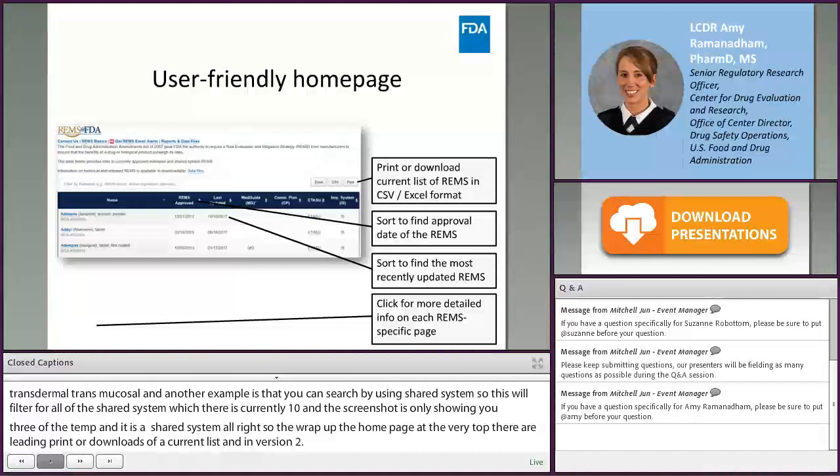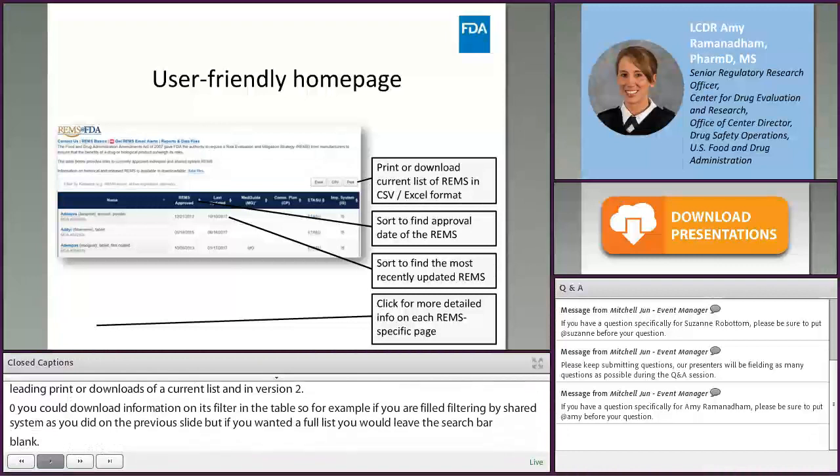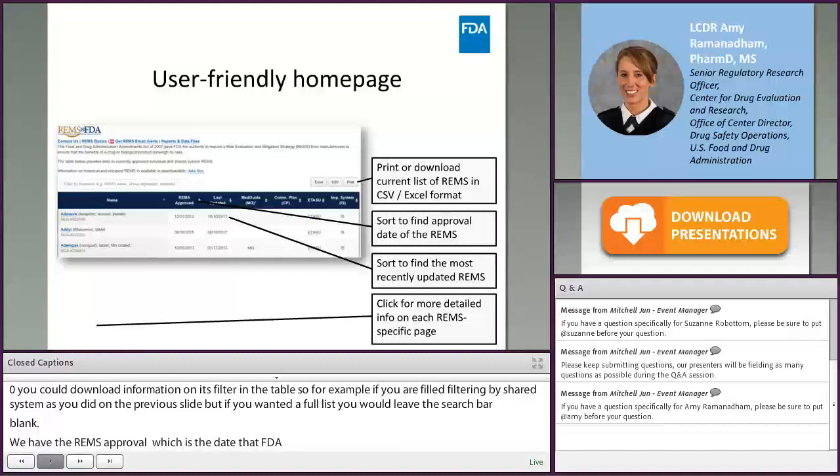We have the REMS approval date. This is new to version 2.0. The REMS approval date is the date the FDA approved the REMS, and this date can be different than the product's approval date in the circumstances that the REMS is approved after the product was already marketed. The third column is the last updated date. This last updated date captures the last time the information on the REMS specific page was updated.